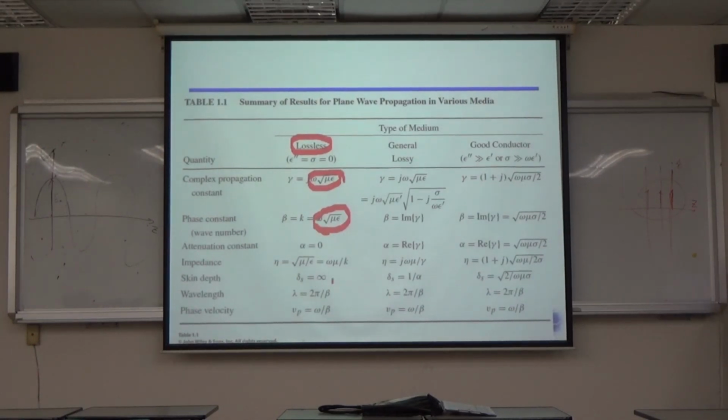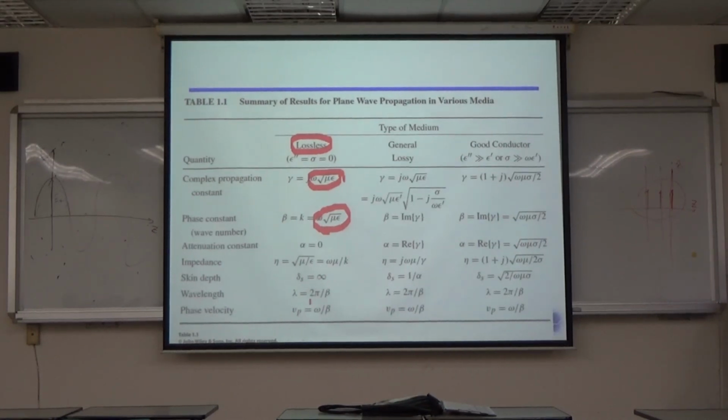So your skin depth is 1 over alpha, and your alpha is 0, lossless. Okay, so if this is not a metal, this is some material, of course your wave will penetrate. So your skin depth is infinite. Your conductivity is 0, and 1 over 0 is infinite.